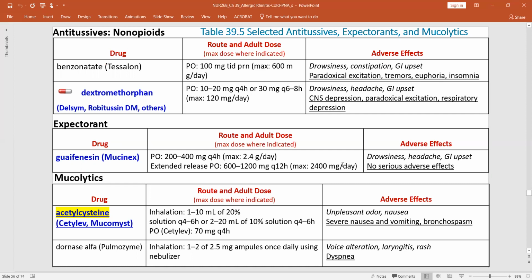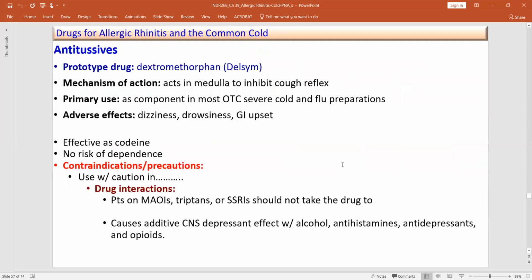Like Mucomyst, for example, that's acetylcysteine, one of the drugs that is a mucolytic. We explained in class that acetylcysteine, Mucomyst, is a drug that has multiple uses other than just being a mucolytic. We use Mucomyst or acetylcysteine as an antidote for acetaminophen, Tylenol, overdose or toxicity.